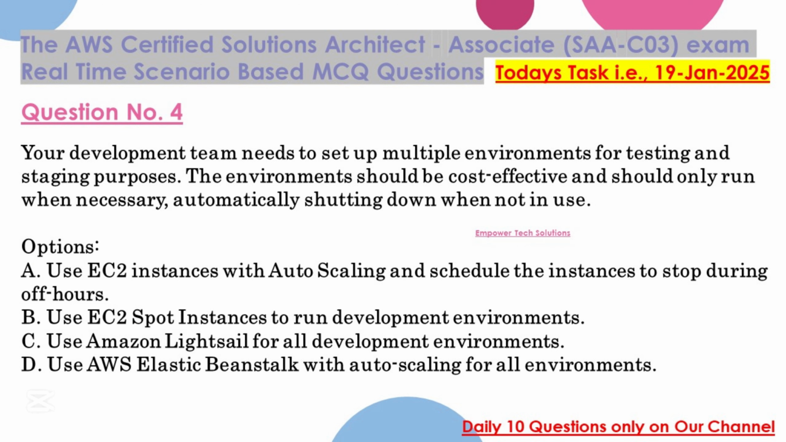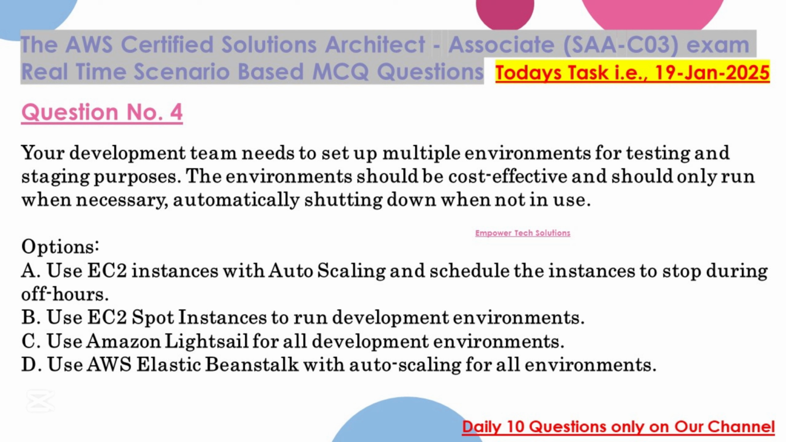Your development team needs to set up multiple environments for testing and staging purposes. The environments should be cost-effective and should only run when necessary, automatically shutting down when not in use. Options: A. Use EC2 instances with auto-scaling and schedule the instances to stop during off hours. B. Use EC2 spot instances to run development environments.